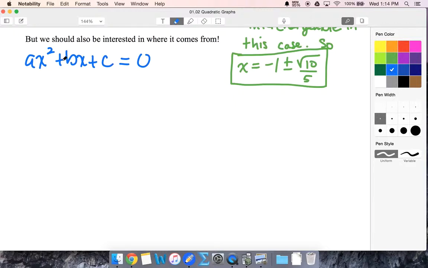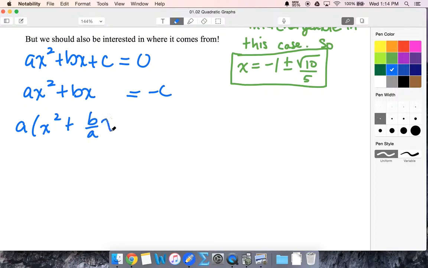So let's start moving our c to the other side. Ax squared plus bx equals negative c, leaving, of course, a space here to fill in. I'm going to take out the a. So this time when I factor it out, I've got b divided by a here, still leaving my space, equals negative c. I'm going to divide my a to the other side. X squared plus b over a x, leave my space, equals negative c over a.